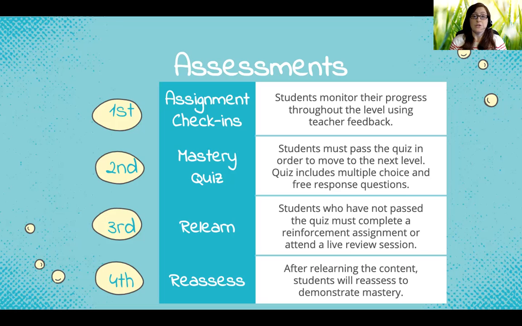A student has 3 attempts to pass the mastery quiz, and if they have not by that point, then it's now time for a relearning opportunity, because what it means is maybe we missed something while we were doing those check-ins. Maybe there was a misconception, and we need to go back and address it. So some sort of relearning is going to occur, whether it's a one-on-one live review session with me as the teacher, or whether they complete some additional reinforcement assignments, and then they will be allowed to reassess after that. Okay, and we'll work to get all students demonstrating mastery.